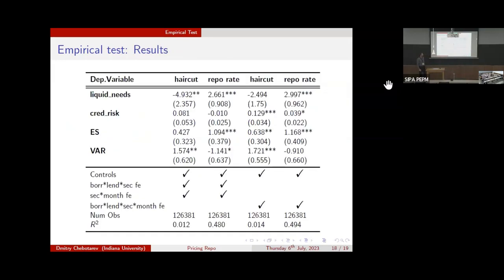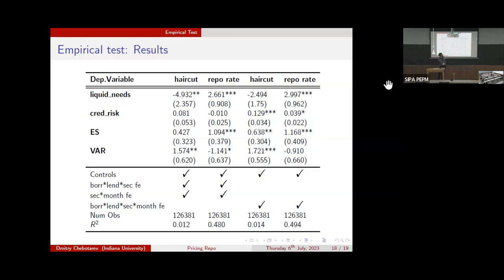So what I do is I try to run a very direct regression of the variables that are of interest here. So let's focus on the credit risk, expected shortfall, and value at risk. So credit risk of the borrower corresponds to a higher haircut and at least weakly to a higher repo rate.